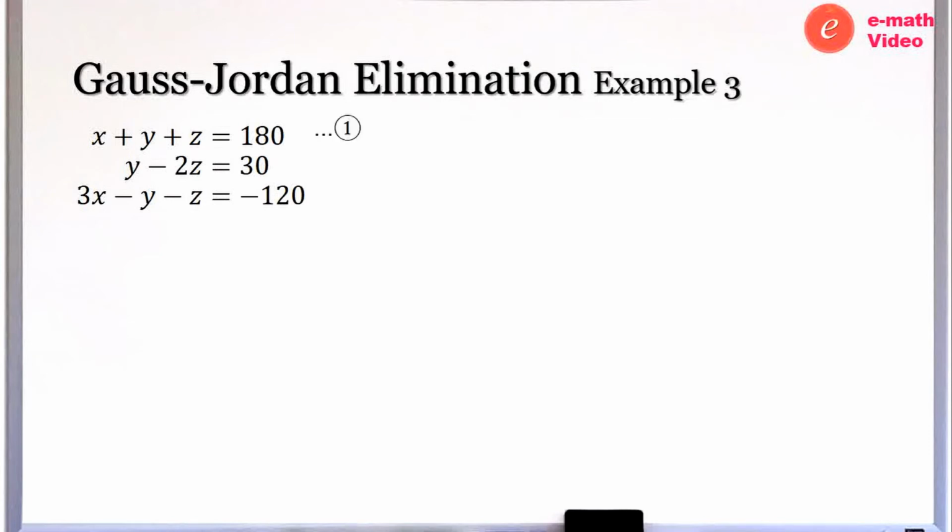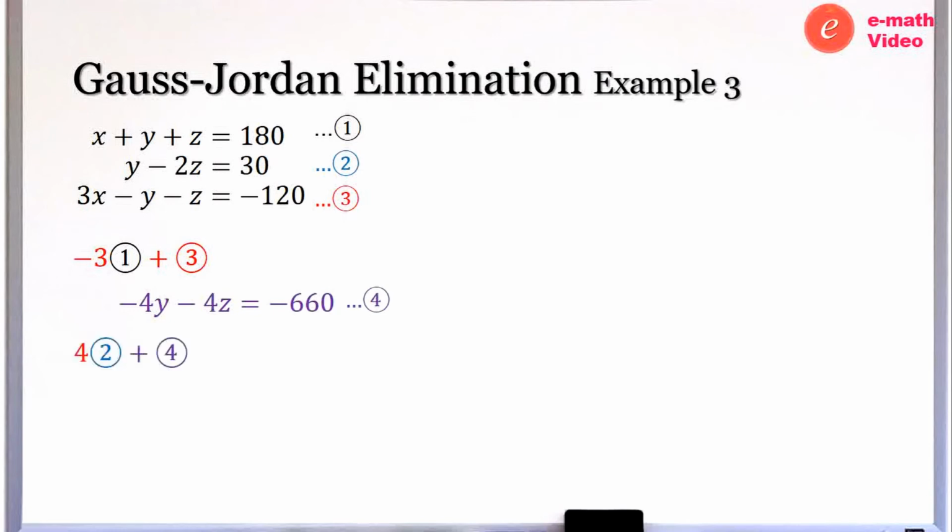Let them be equation 1, 2, and 3. The first two equations are already in row echelon form. Don't touch them. Multiply equation 1 by negative 3, add to equation 3, and let it be equation 4. Multiply equation 2 by positive 4 plus equation 4. Divide by negative 12. Z equals 45.